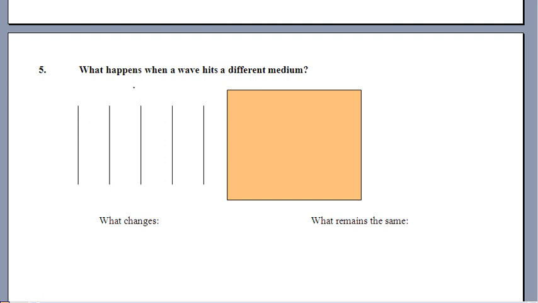Let's say you've got air here and maybe glass here, which is a little bit slower. It has an index of refraction that's above 1. So a little slower for this section.